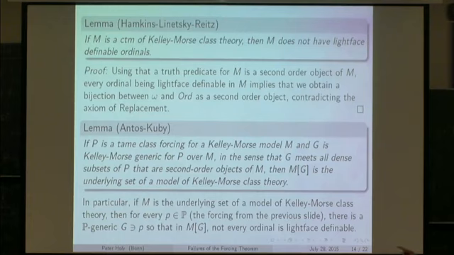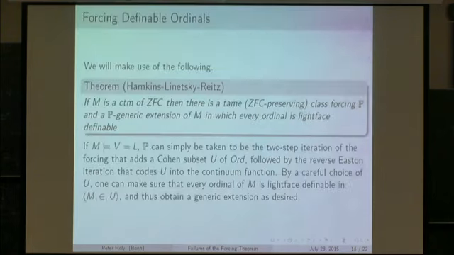And so if we look at the forcing from the previous slide, for every condition in the forcing we will get a generic filter, so that in the generic extension, not every ordinal is light-face definable. So why is that?